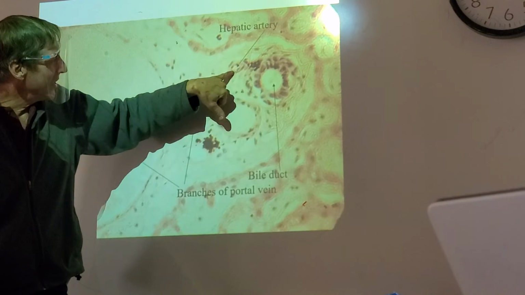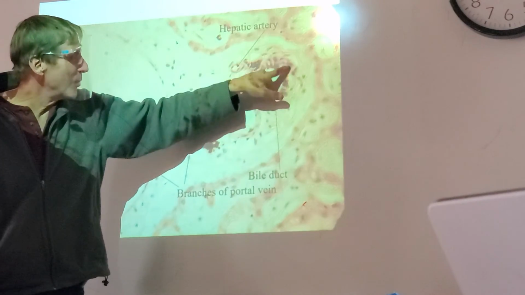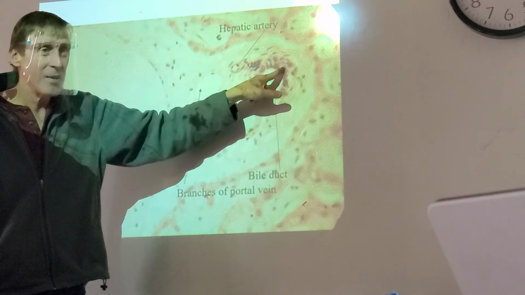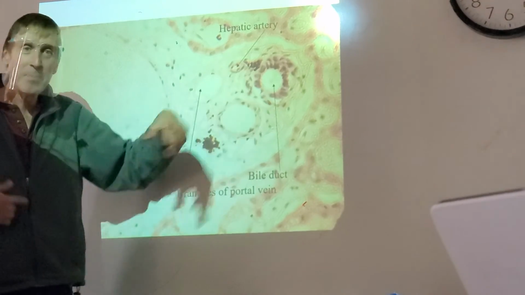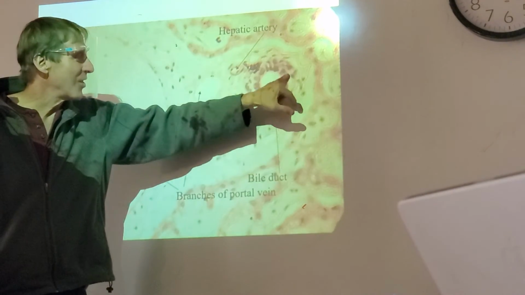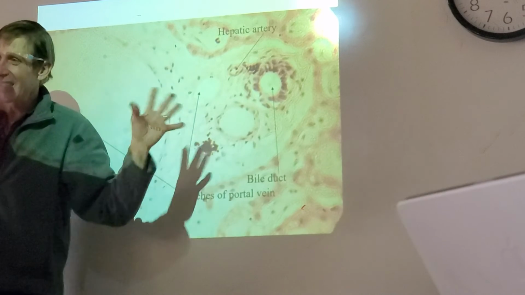See this little tiny one here with kind of thicker walls? That's a branch of the hepatic artery. And then you see this one here? The cells lining this duct or tube are columnar. It's not a blood vessel. This is one of the bile ducts that come out into the hepatic duct, cystic duct. And you can often tell because the cells often are stained with pigment. They're much darker. But that is a slide of the liver.